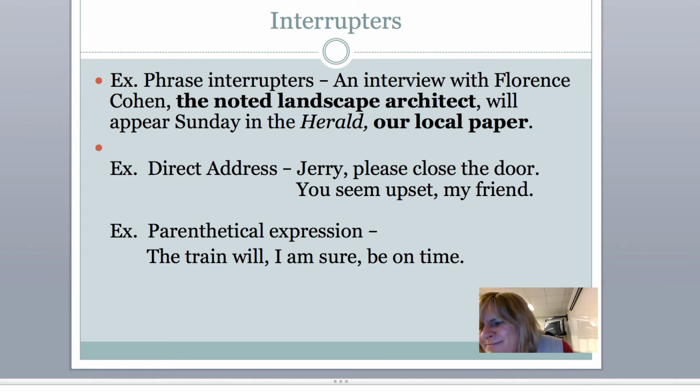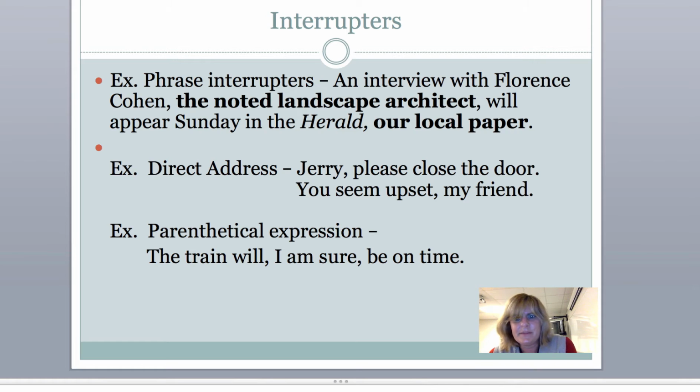Okay, so why do we have commas there? You say, well, is that a non-essential phrase? Is that an essential phrase? You could look at it like that. But what we have here in this particular scenario is an appositive phrase. And what appositives do is they explain the noun or the pronoun that they sit beside. So, Florence Cohen, we see she's being explained or identified as the noted landscape architect. All right, that needs setting off by commas. Same thing, our local paper, that's being identified as the Herald, needs a comma. All right.